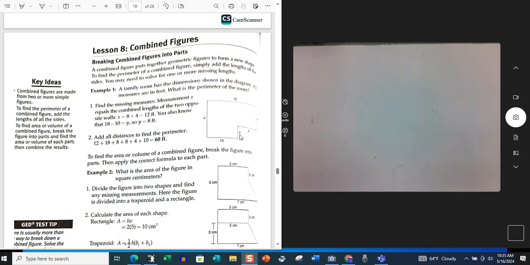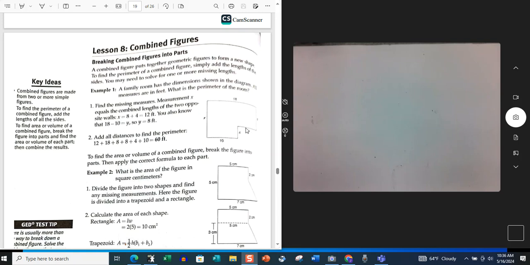Now, if we look here, first of all, we know perimeter is the distance around the figure. So we know we can add 18, this 8, this 4, this 10, but we need to find out what X and Y are equal to. Let's look at X. X is this side here with 8 added on to this side of 4. So X is 8 plus 4, which is 12.